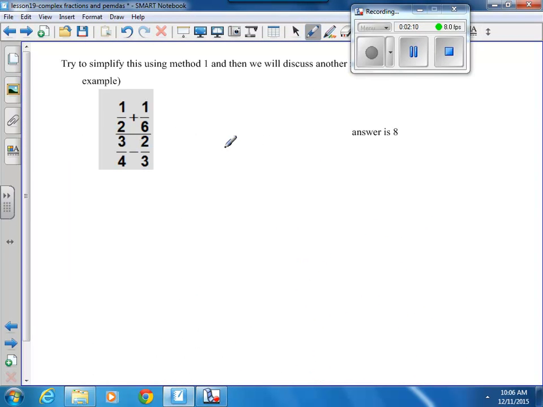All right, now let's continue with method one on this more complicated version, and then I want to talk about another way to deal with these complex fractions. But for now, let's view this fraction bar right here as a division symbol. So let's add these, then subtract these. Let's deal with it in bits, and then turn it into a division problem.